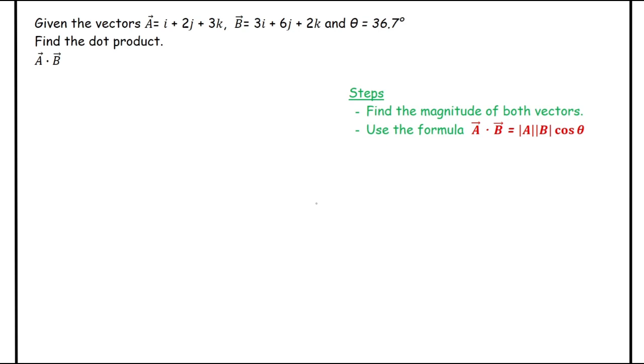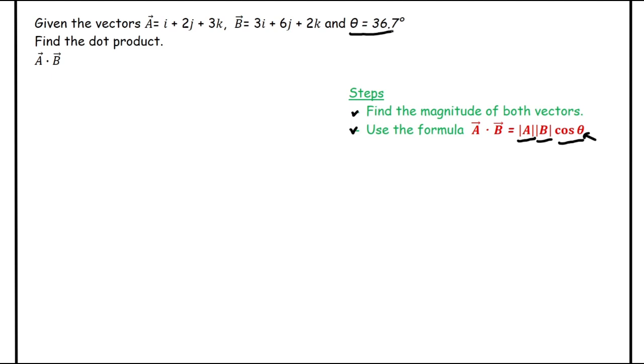Today's video involves finding the dot product, which is also called the scalar product. The steps involved in finding the dot product are: one, we have to find the magnitude of both vectors, vector A and vector B. And the next step is to use the formula: the dot product of A and B is equal to the magnitude of A multiplied by the magnitude of B multiplied by cos theta, where theta is the angle between the two vectors.